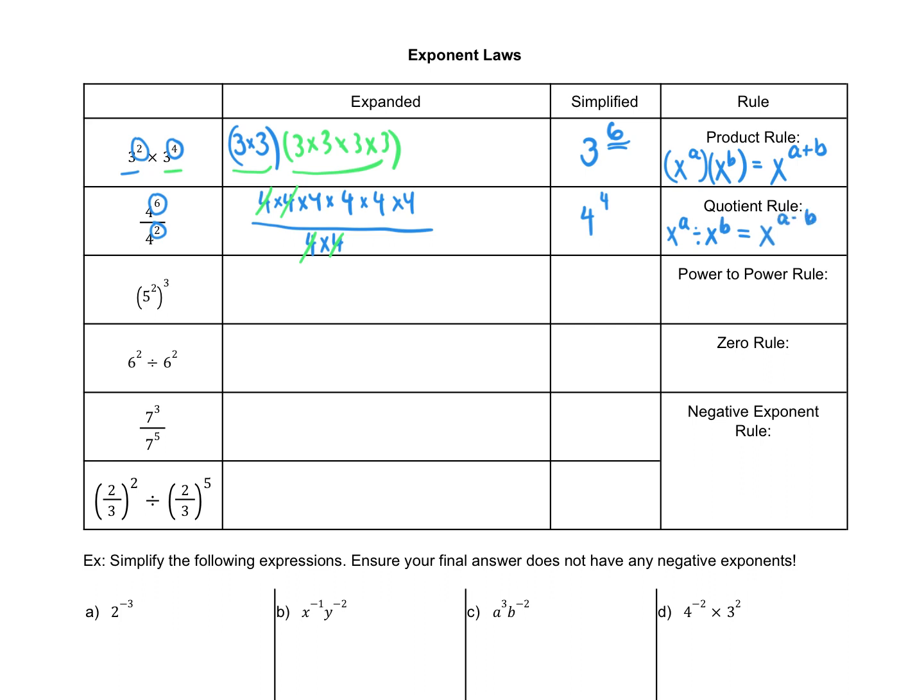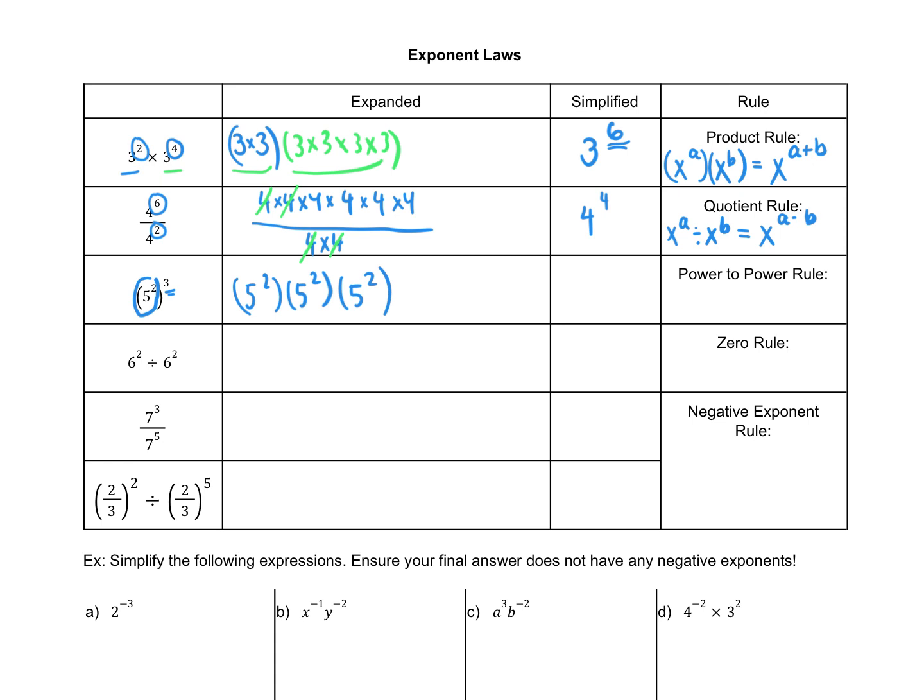Next, the power to a power rule. So here we have 5 to the power of 2 all to the power of 3. So this is an exponent to the power of another exponent. Well, 5 to the power of 2 all to the power of 3 means we're going to multiply 5 to the power of 2 3 times.